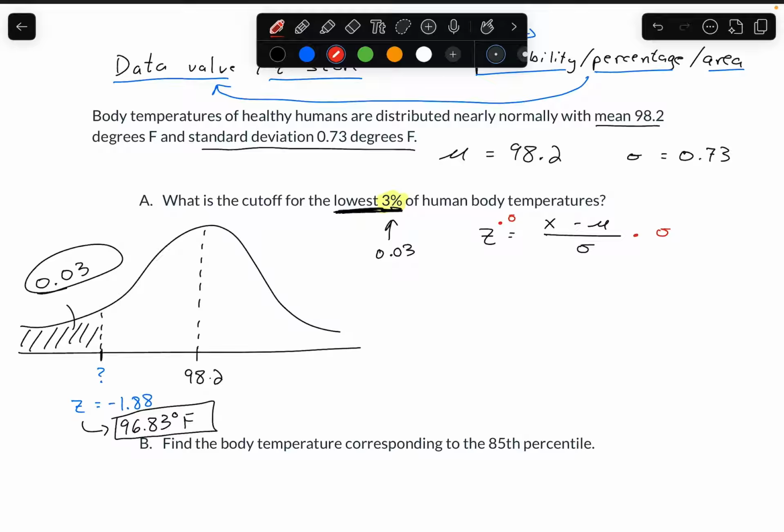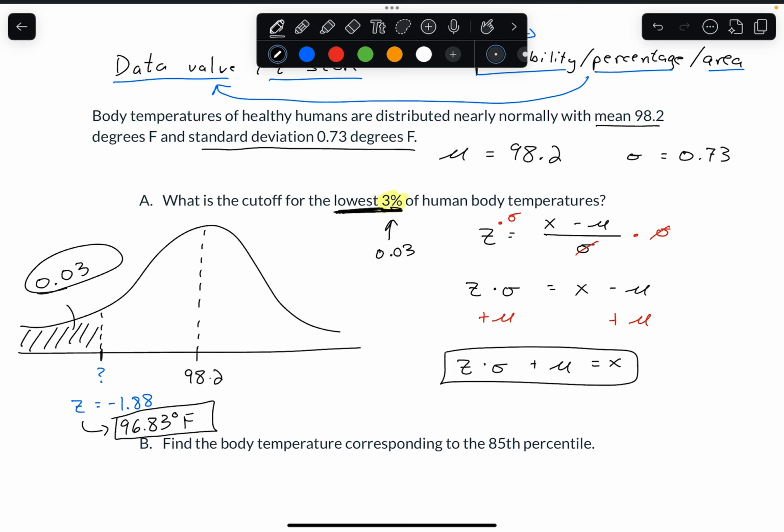So times my standard deviation. So that will cancel these two, which is what I want. Z times my standard deviation is equal to x minus the mean. Again, I'm trying to solve for x, so let's go ahead and add the mean to both sides. So plus the mean. So I end up with z times the standard deviation plus the mean is equal to x. And this gives me a way that I can solve for that observation, just a quick little formula that I can plug in my z-score, my standard deviation, and my mean all at once.